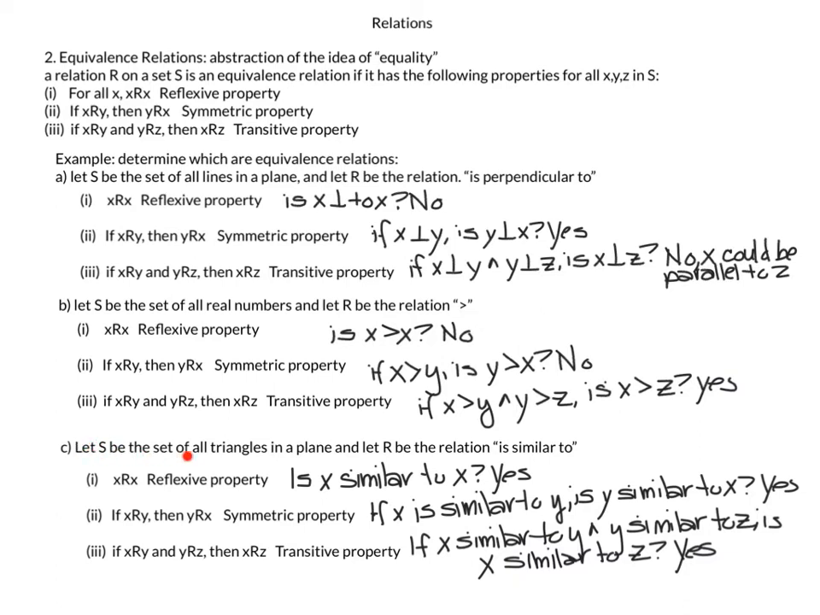Last problem. Let S be the set of all triangles in a plane, and let R be the relation is similar to. So if you remember your geometry, this is easy. If you don't remember it like I don't remember it, it's still not too bad. Okay, reflexive. Is a triangle X similar to itself? Yes. If X is similar to Y, is Y similar to X? Yes. And then last, if X is similar to Y and Y is similar to Z, is X similar to Z? And the answer is yes.